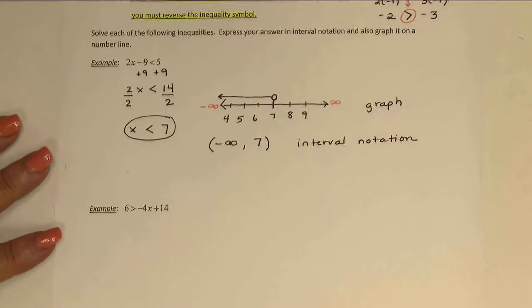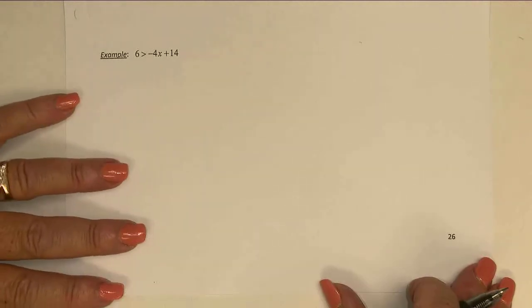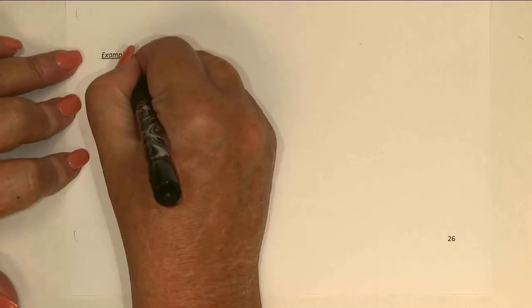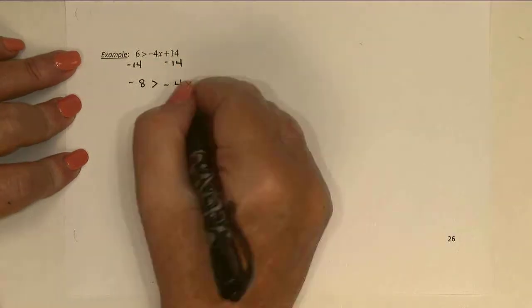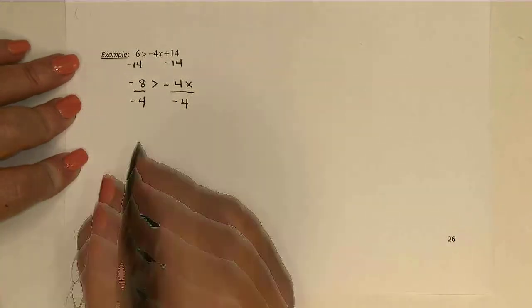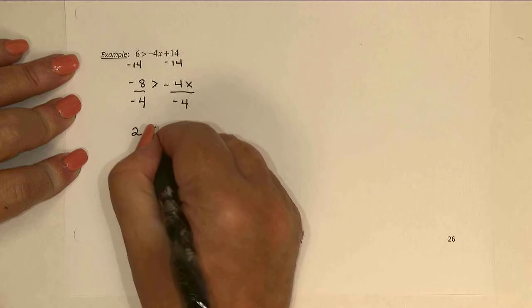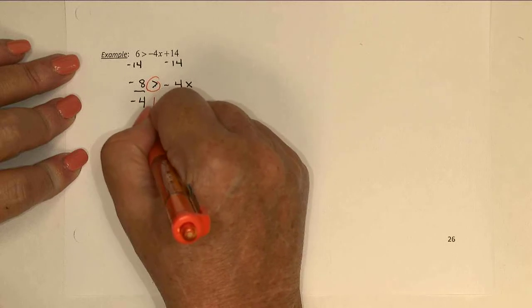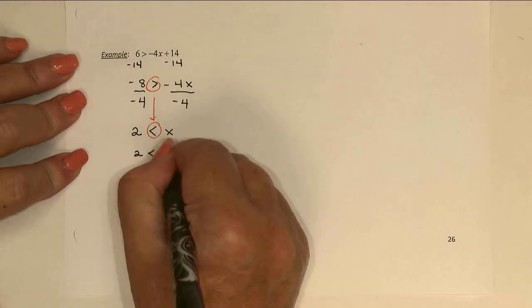All right, let's take a look at another example. We have 6 greater than negative 4x plus 14. And I'm going to start by subtracting the 14. So negative 8 is greater than negative 4x. Now this time when I divide, I do have to divide by a negative number, negative 4. And so when I write the next step, I'm going to be careful to reverse my inequality. The greater than becomes a less than. And so my final answer in inequality notation is simply 2 is less than x.